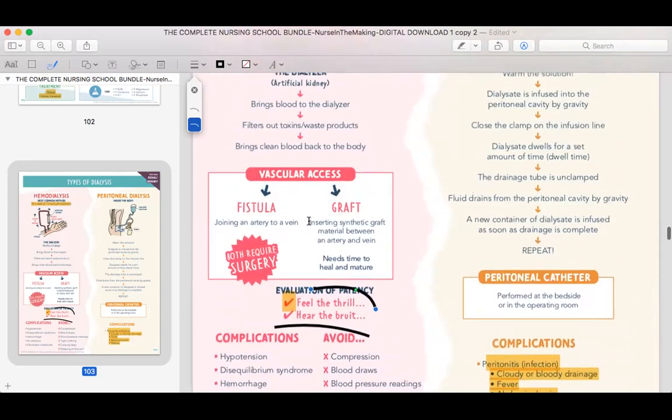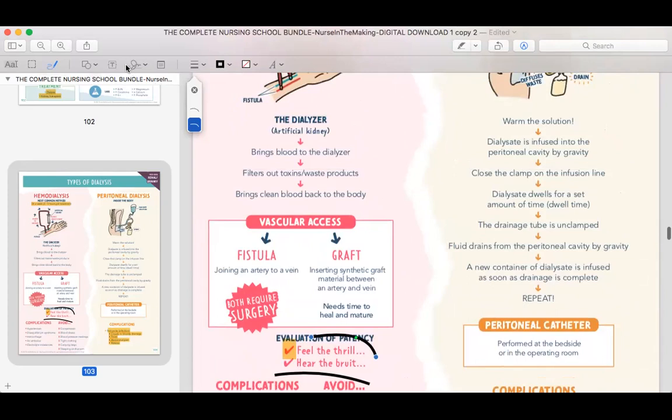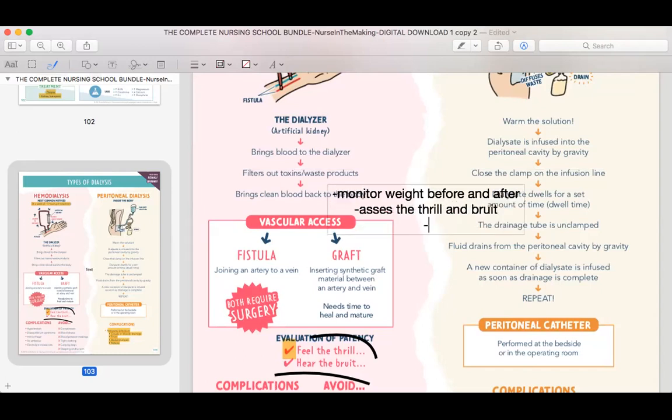You definitely want to make sure you monitor your weight prior to starting, right? And afterwards. So monitor weight before and after. Assess for the thrill and bruit, and if you can't hear it, then you have to let the HCP know.